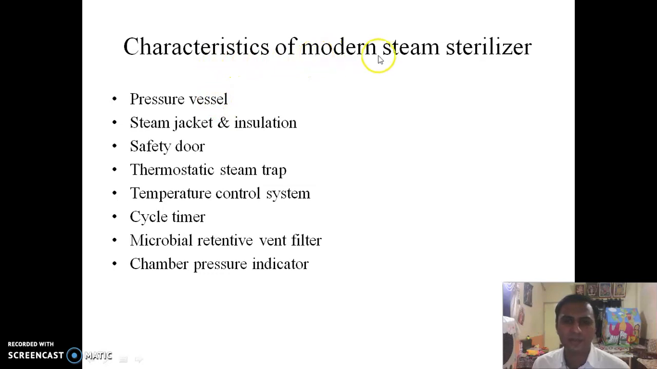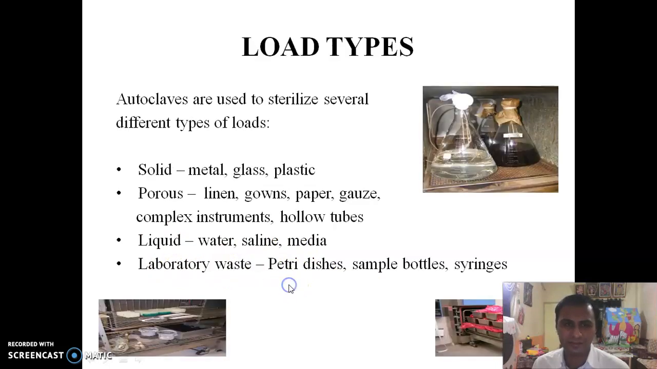Some characteristics of modern steam sterilization: pressure vessel, steam jacket and insulation, safety door, thermostatic steam trap, temperature control system, cycle timer, microbial retentive vent filter, chamber pressure indicator.